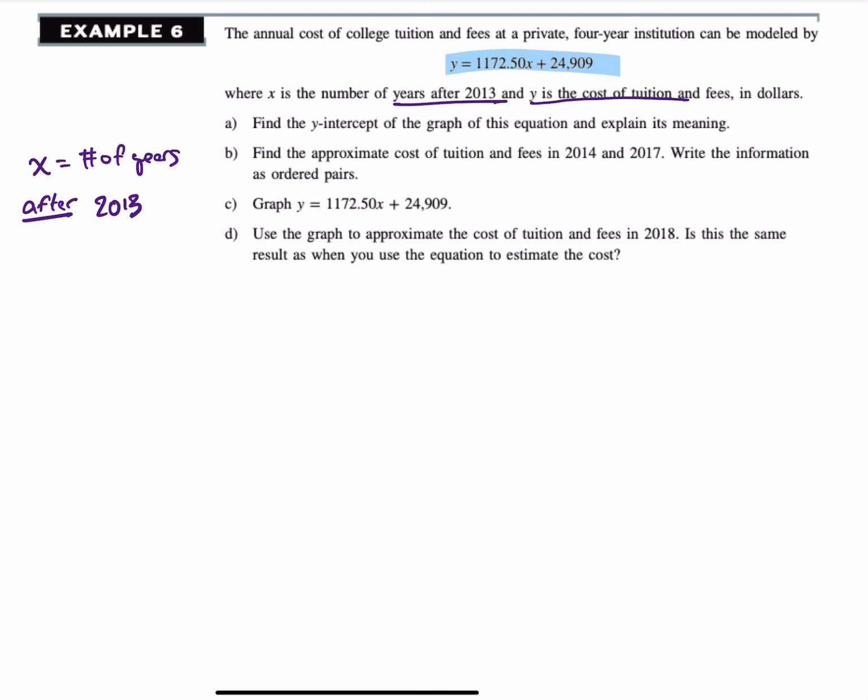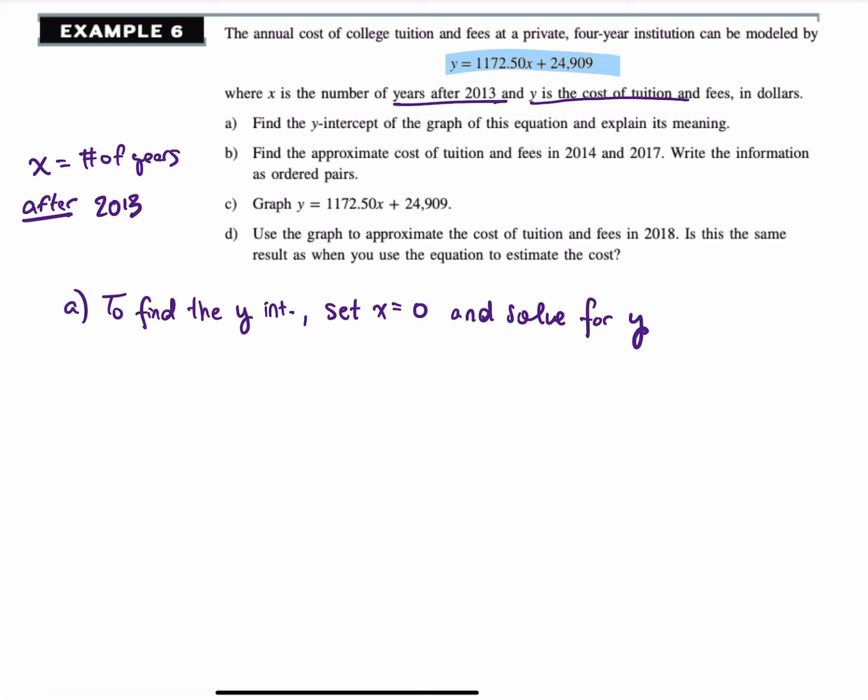So we have an equation. Part A asks us to find the y-intercept and to explain its meaning. So remember, to find a y-intercept, we set x equal to 0, or plug in 0 for x and solve for y. To find an intercept, plug in 0 for the other variable.